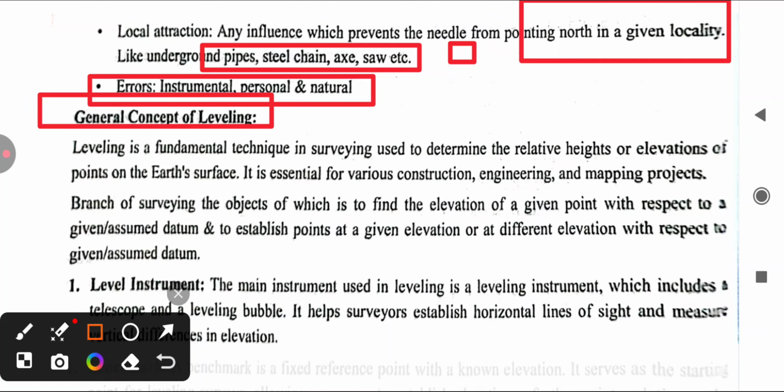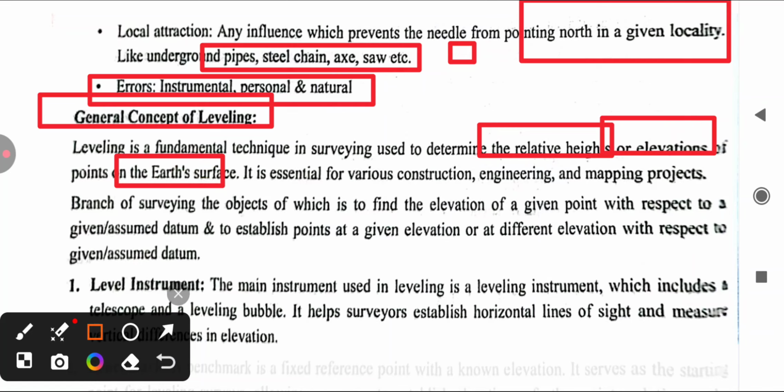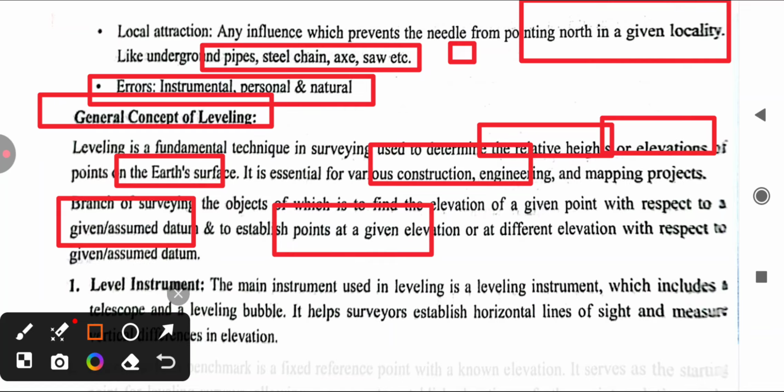General concept of leveling. Leveling is a fundamental technique in surveying used to determine the relative height or elevation of points on the earth's surface. It is essential for various construction, engineering and mapping projects. It is the branch of surveying, the object of which is to find the elevation of a given point with respect to a given assumed datum, and to establish points at a given elevation or at different elevations with respect to the assumed datum.